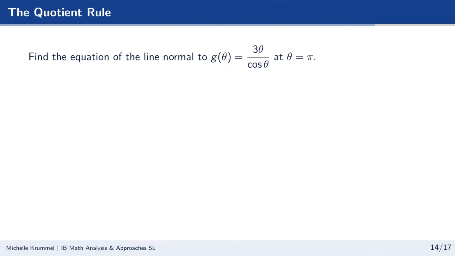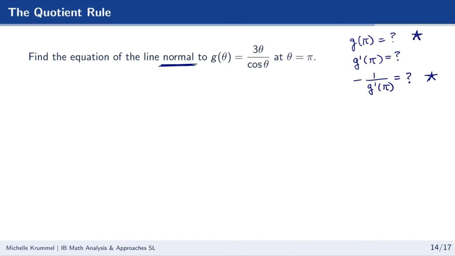Find the equation of the line normal to g of theta equals 3 theta over cosine theta at theta equals pi. So to find the equation of the tangent line, we need to know what is g of pi and what is g prime of pi. But for the normal line, we're going to use the opposite reciprocal slope. So that would be the opposite reciprocal of g prime of pi. Okay, so this is actually what we need to write the equation of the normal line.